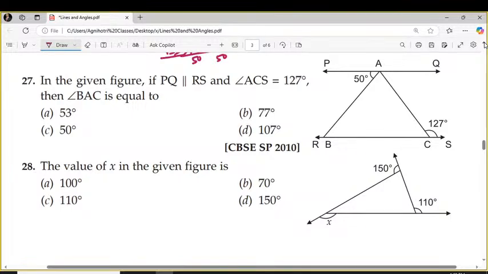So for the 27th question, I got my answer as B, 77 degrees. Okay, all right. You attempt the next one as well. We will discuss together.